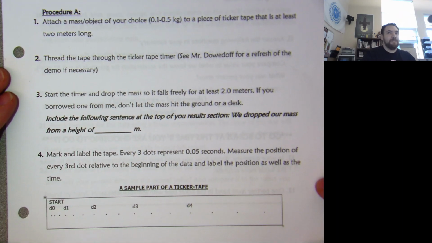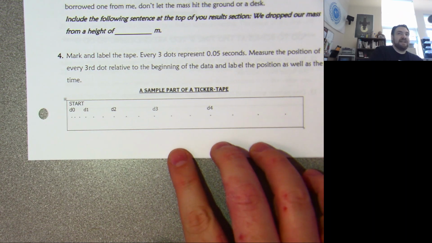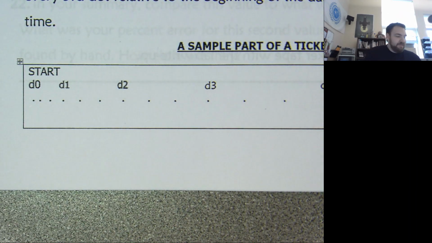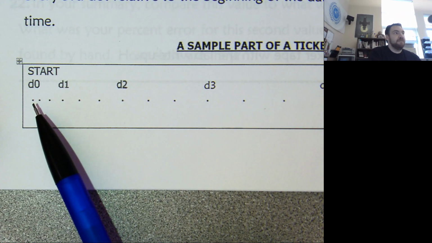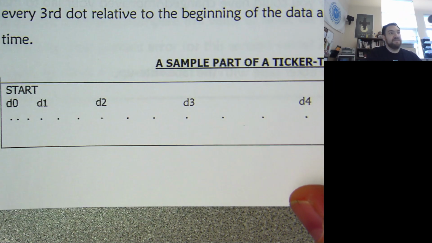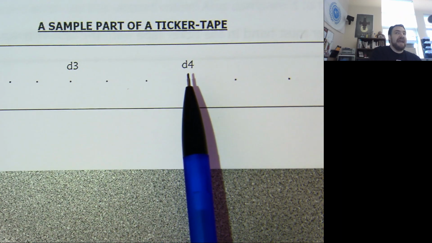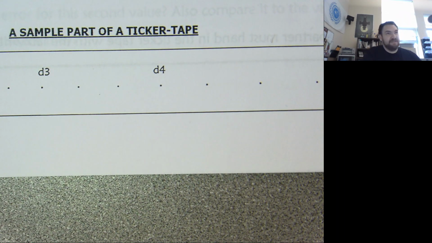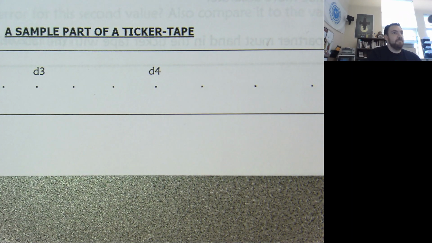It's going to be great. So when you drop your object attached to the spark tape, the spark timer is going to make a bunch of dots. And these dots are going to start spaced close together, and get spaced further apart as the object falls, because as you should probably guess, that object is going to start to speed up.